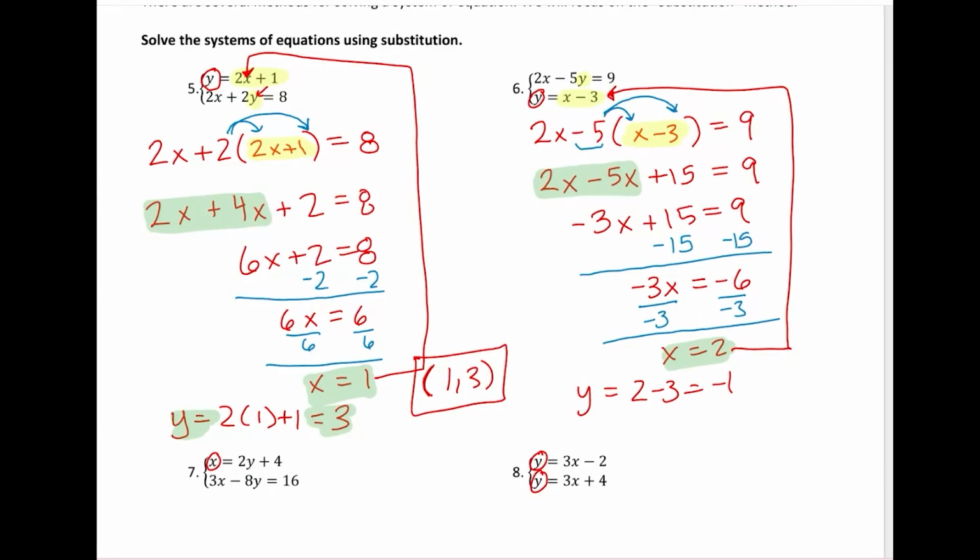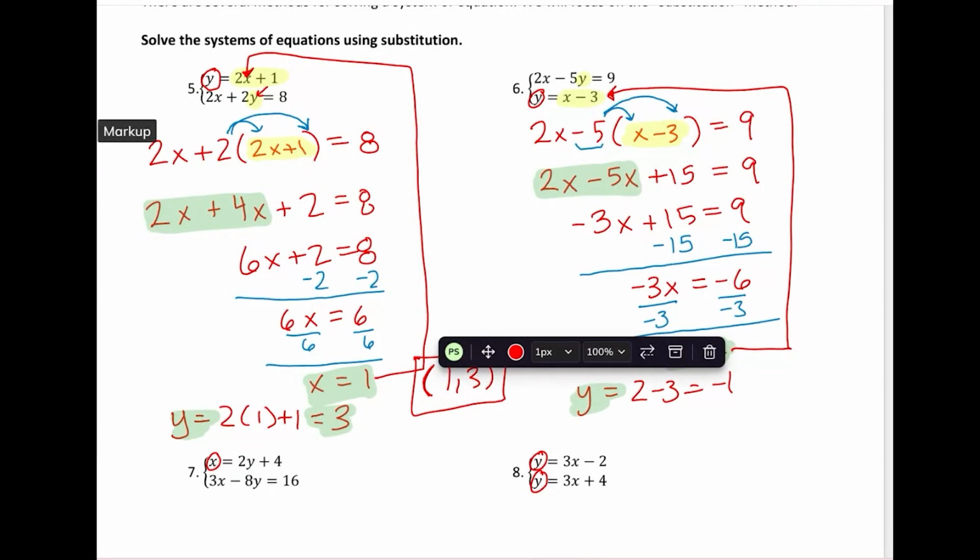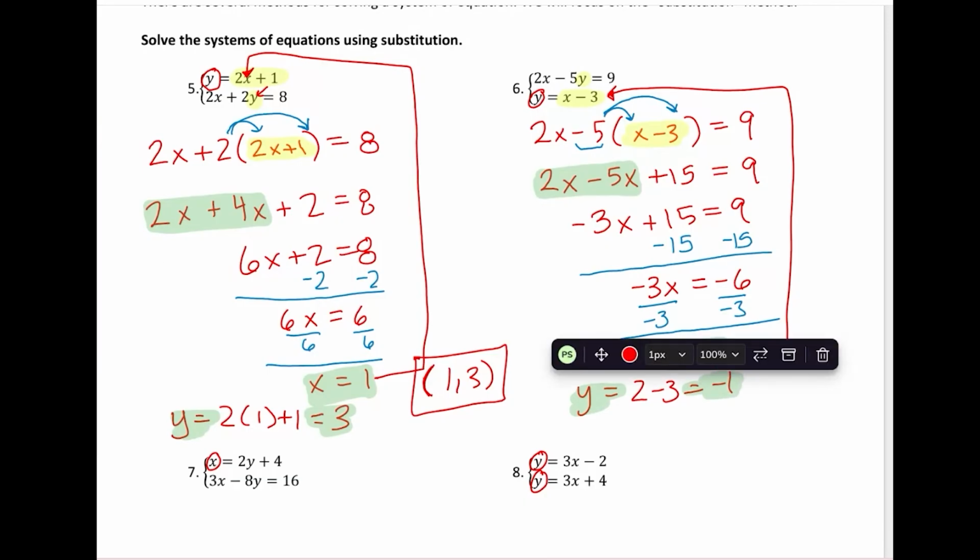So we've got x equals 2 and y equals negative 1. So the way we're going to write our solution is as a coordinate. So we are trying to represent a coordinate on the coordinate plane, an x, y, a combination of x and y that work for both equations. So we'll write it as 2 comma negative 1.